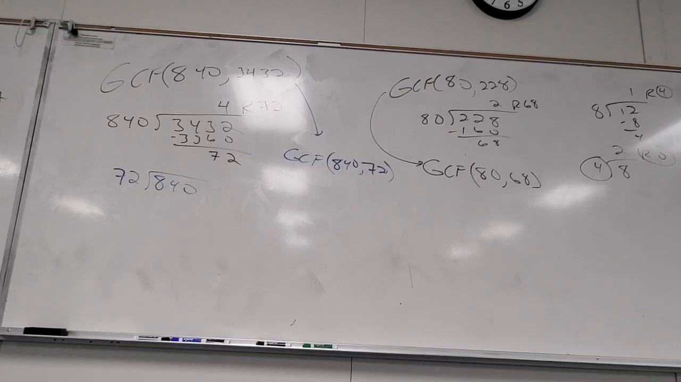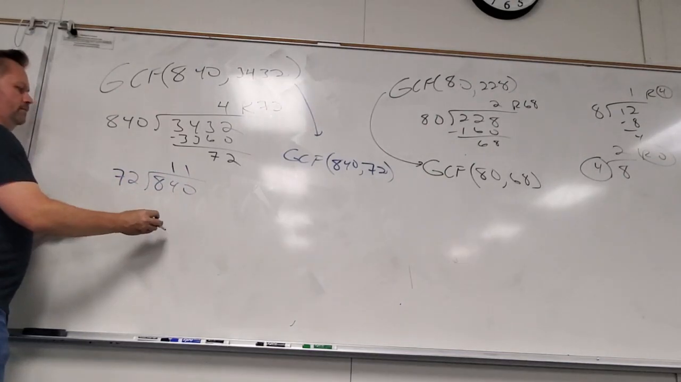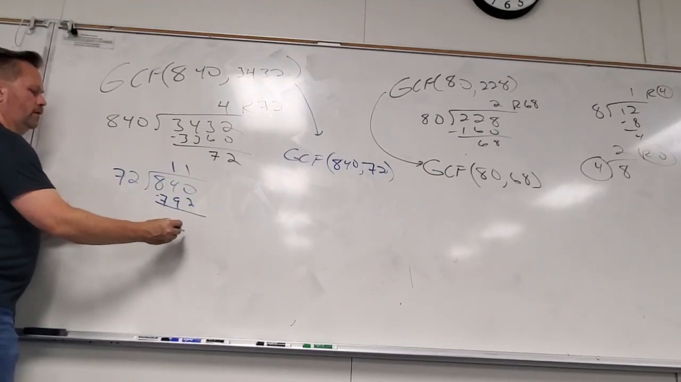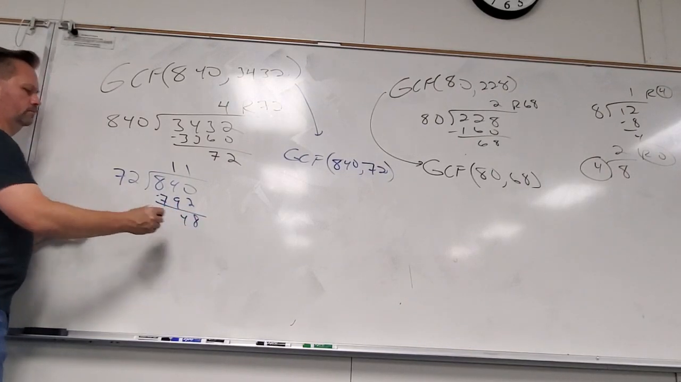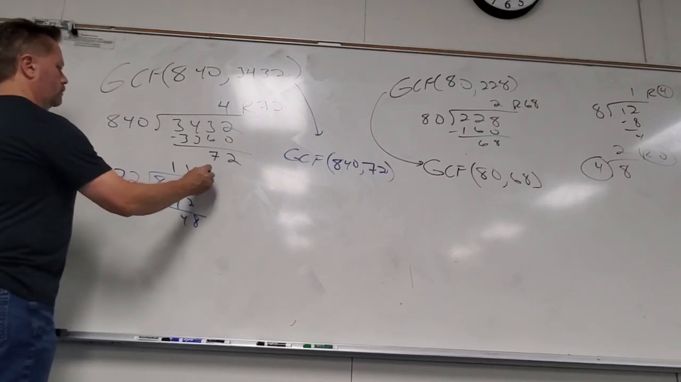This is fun, Jeff. No. So if I do this, I think it's 11, right? 792. So then you get 48. Is that cool? Okay. So now remainder 48.